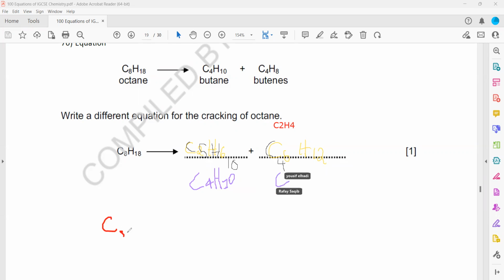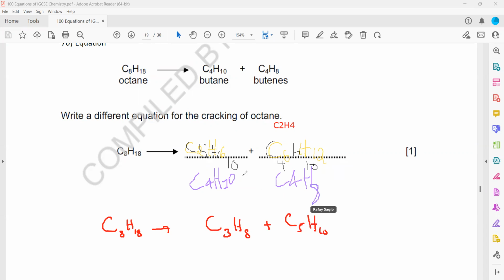It was C8H18. As a result, it will produce, if I write C3H8 to make the alkane propane, then the remaining is C5H10. You cannot write 4 and 4, as that combination is already given, because the question is to write a different equation. So this combination is already given, Rafik. The 4 to 4 combination is already given, that you cannot write. Other than this, you can write any combination.